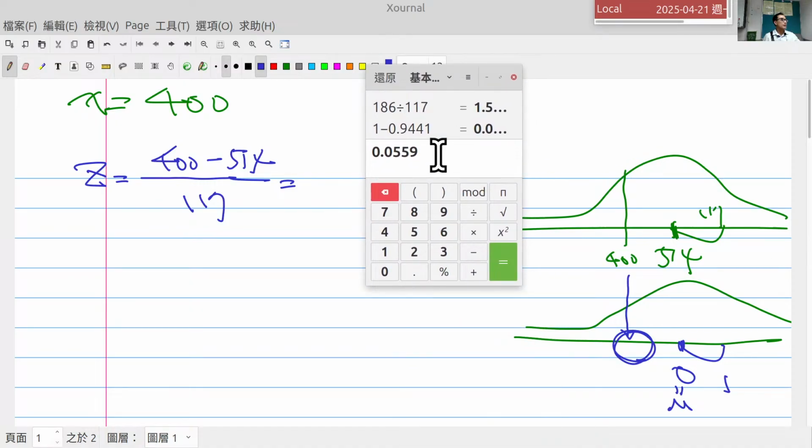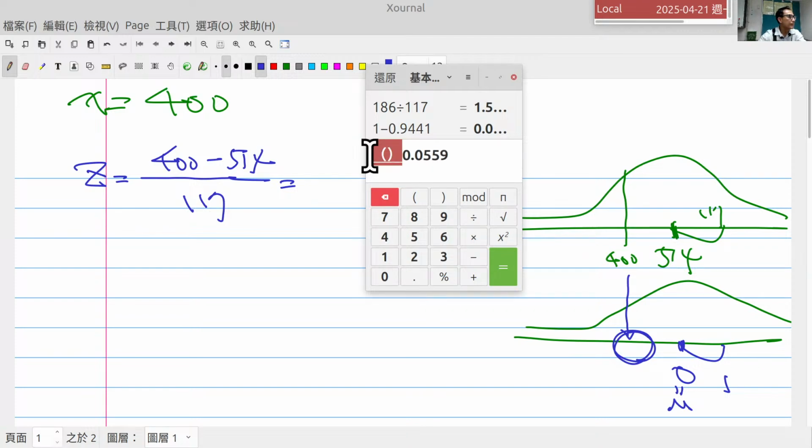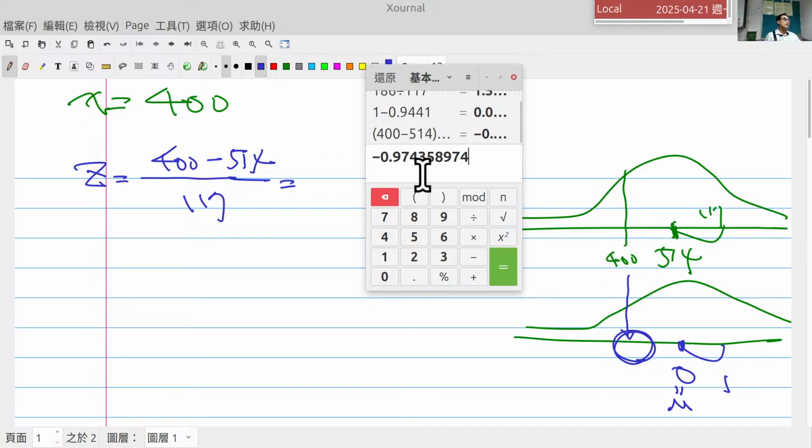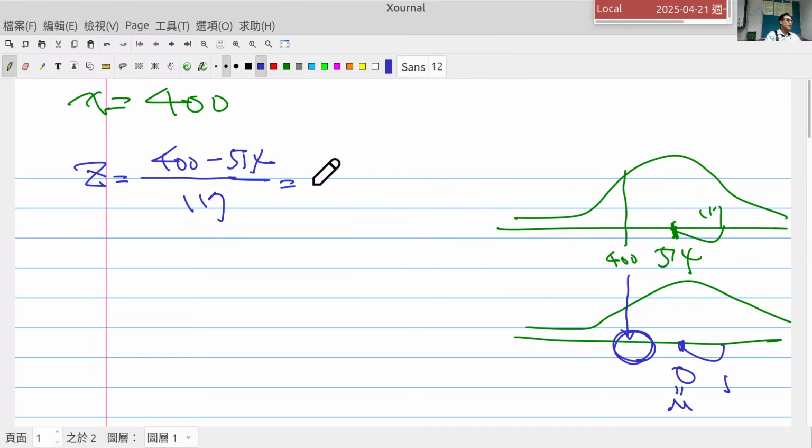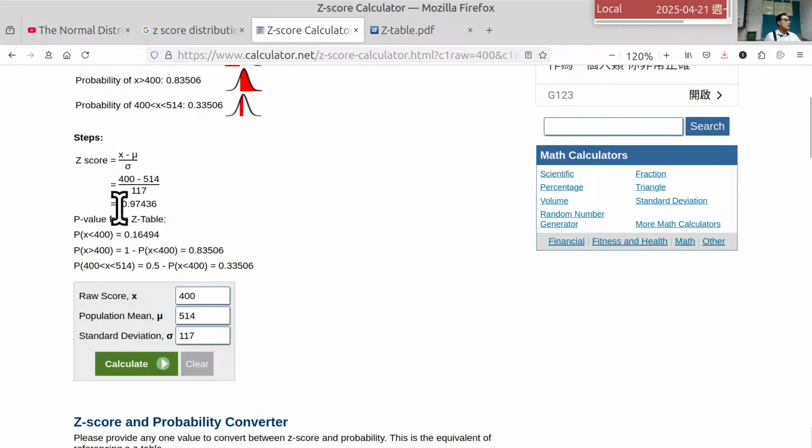Okay, again. 400 minus 514 divided by 117. That is minus 0.974. Just take minus 0.97. Very close to minus 0.97. Okay, here the z-score is minus 0.97. Then we can check the table.